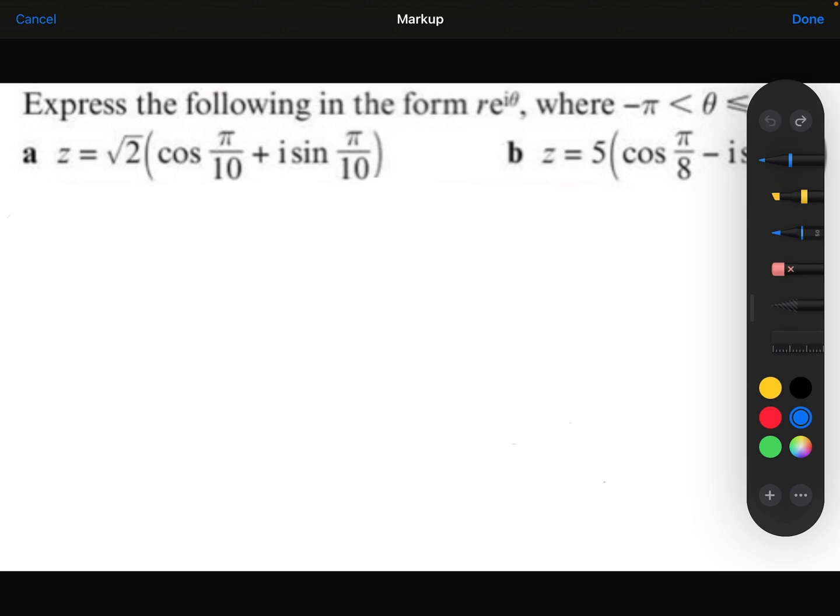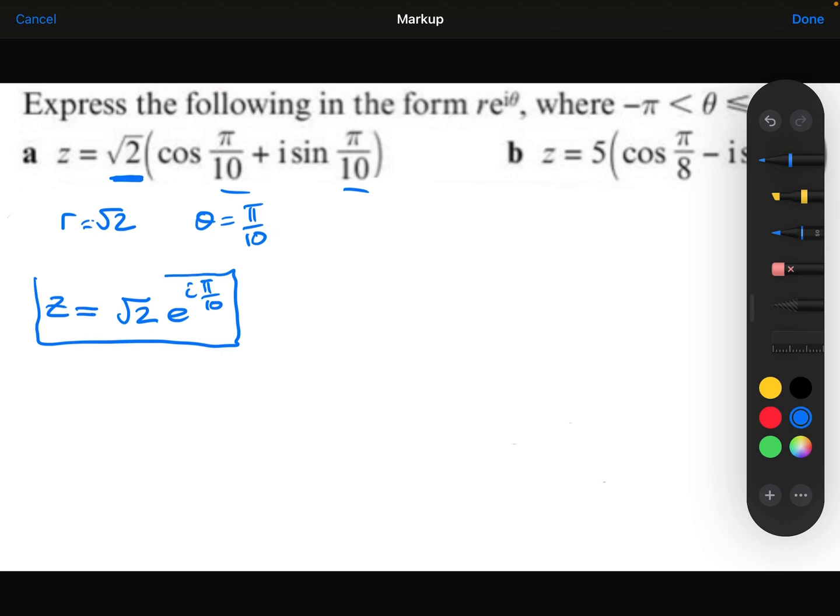So, first one, I can see that my modulus is root 2, and I can see that my argument is pi over 10. So I can write my complex number z as being root 2 e to the i times pi over 10. And that is my complex number in exponential form.